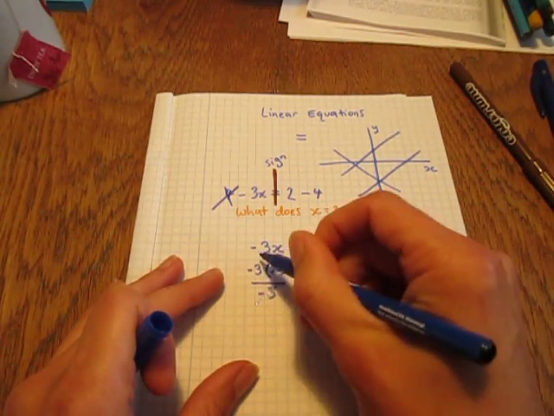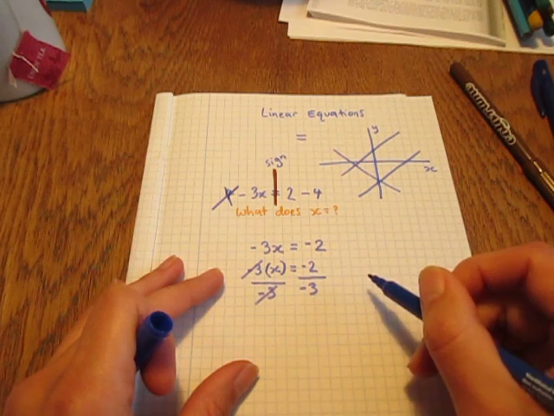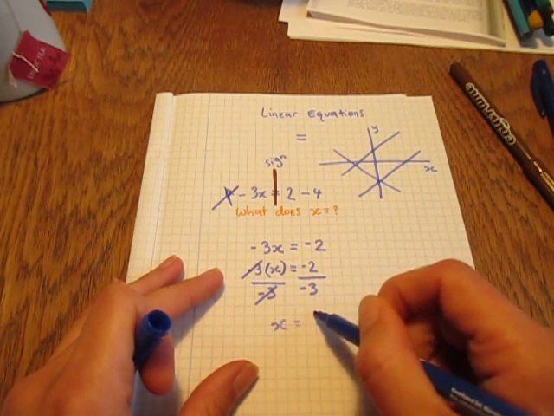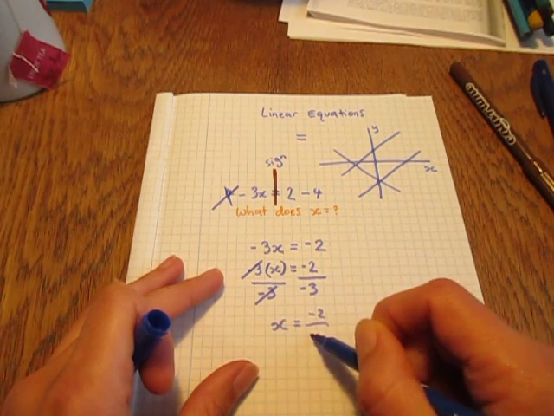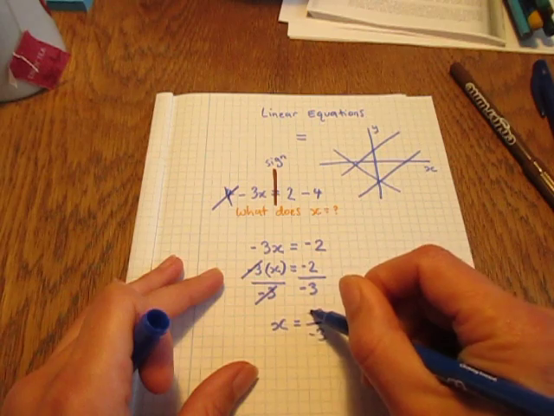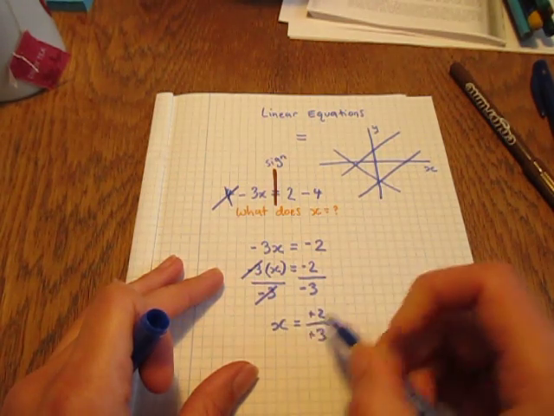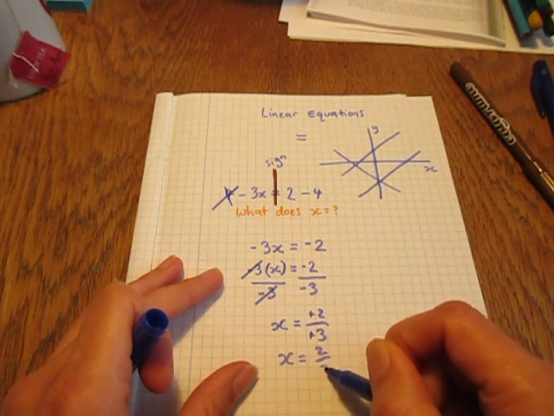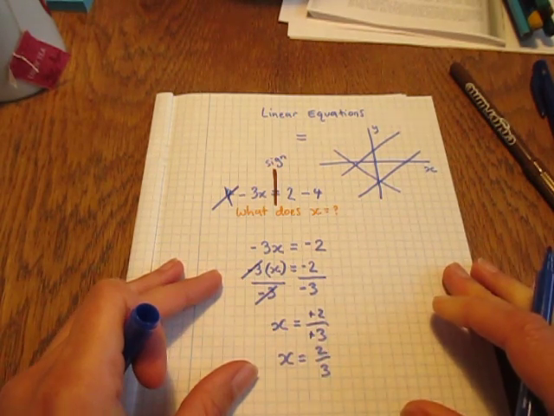This side cancels out, and we've got x is equal to minus 2 divided by minus 3. Any negative divided by a negative is going to be a positive. So the answer is just x is equal to 2 over 3.